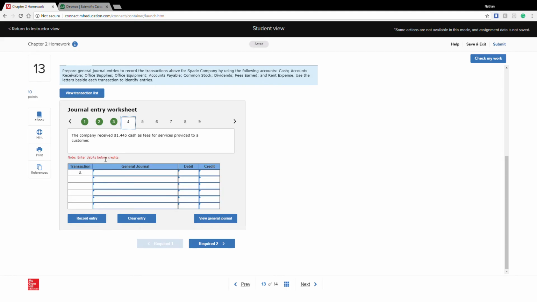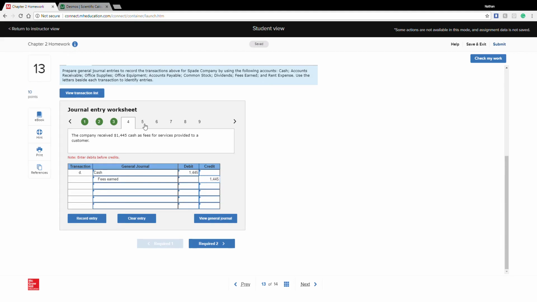So the company receives 1,445 cash as fees for services provided to a customer. So again, we provided a service, we got money for it, so money's going up, it's going into our bank account, we get an increase, we love it. Why did we get it? Well, we got it for fees earned.